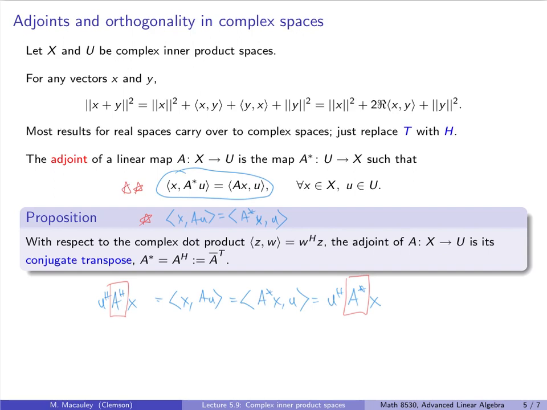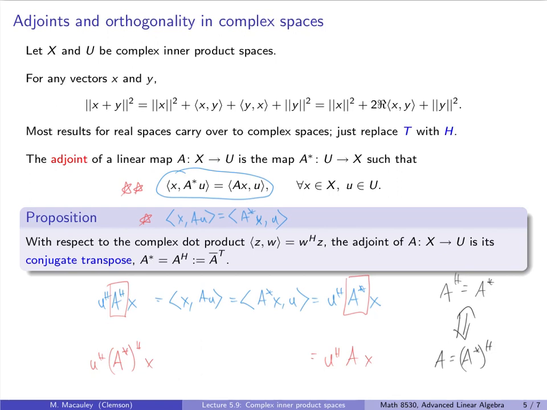If you use this first one up here, then I think what you'll get is basically the same thing. You get (A star)^H u^H x equals u^H A x. So basically here you get that A equals (A star)^H, and if you just apply H to both sides, that's the same thing as saying A^H equals A star. So take your pick as to which one of these you like best.